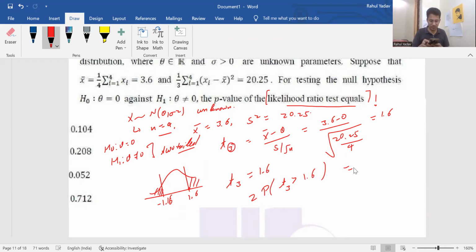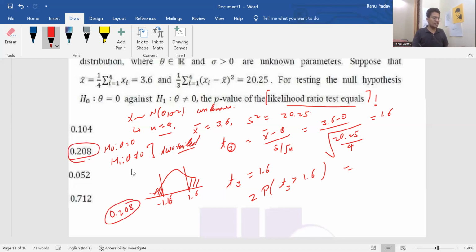For that, I need to use my phone. So we are given a t-score that is 1.6. The degree of freedom will be 3, and we are having a two-tailed case. So basically the probability is coming out to be 0.208. So option B will be correct.